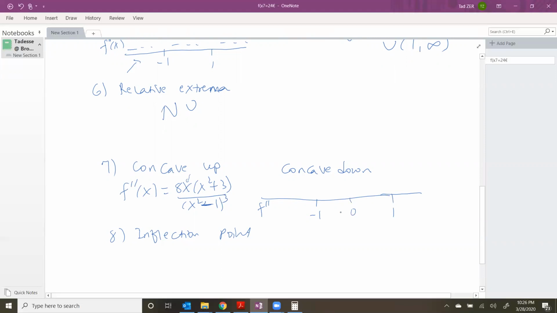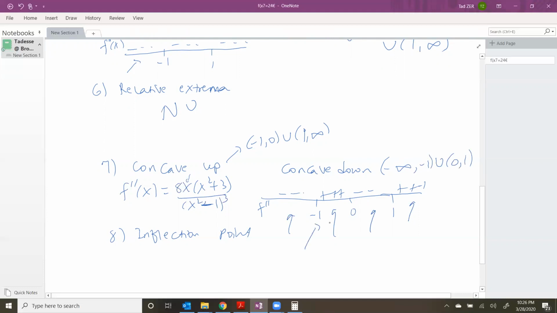So now, if I pick a number here, the second derivative is negative. If I pick a number here, it's positive. If I pick a number here, it's negative. If I pick a number here, it's positive. So what does that mean? It is concave up on the interval negative 1 to 0, union 1 to infinity, and concave down on the interval negative infinity to negative 1, union 0 to 1.